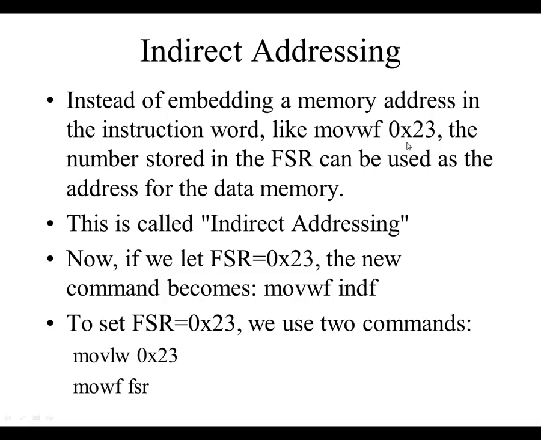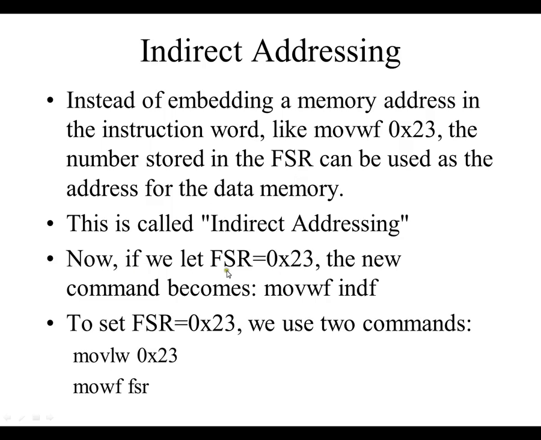So there's another option. This 23 has to be embedded inside of the actual opcode. There's another way to do that, especially when you're going to save a list of data or large amounts of data where you want to increment the address each time. This method, where you store the address in the file select register, is called indirect addressing.